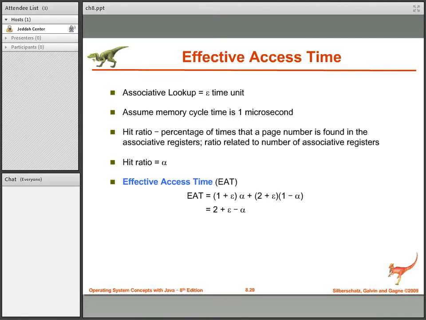Then we can calculate the effective access time, EAT, as (1 + epsilon) multiplied by alpha plus (2 + epsilon) multiplied by (1 - alpha). And this boils down to 2 + epsilon - alpha.